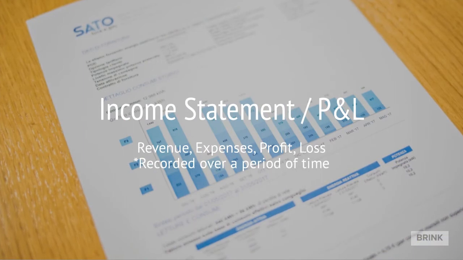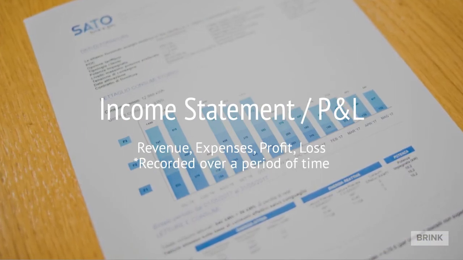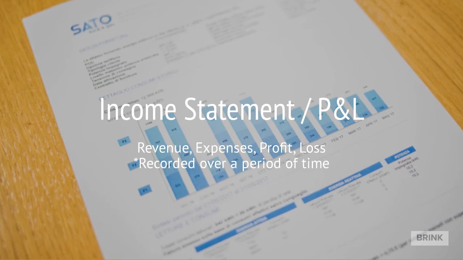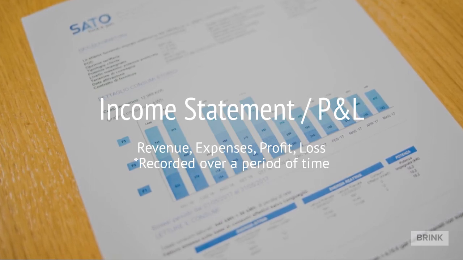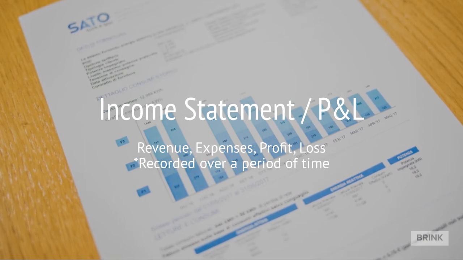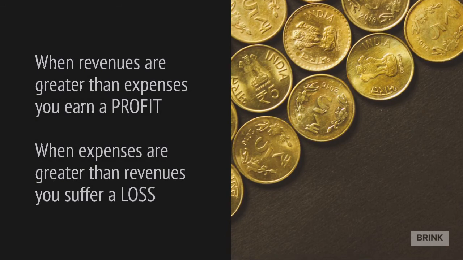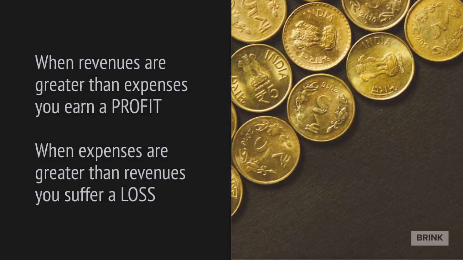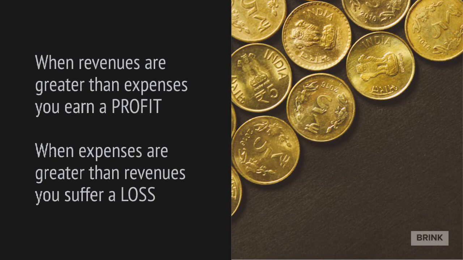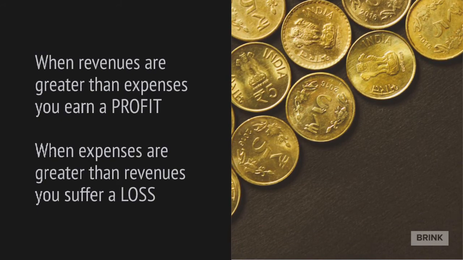An income statement is sometimes called a P&L, or profit and loss statement. These statements include revenues, expenses, and you guessed it, profits and losses, and are recorded over a period of time. A simple way to think about profits and losses: when you make more money than you spend, you earn a profit, and when you spend more than you make, you suffer a loss.